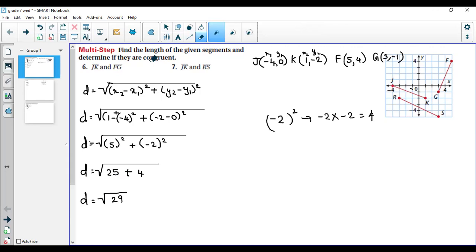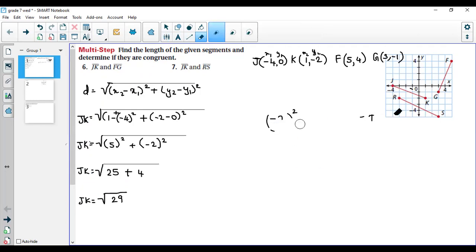So the distance between JK is, here I should have written JK, not D, because you're finding the distance of JK, right? So here I will write JK, JK, JK, and JK. The distance between JK is going to be root 29.